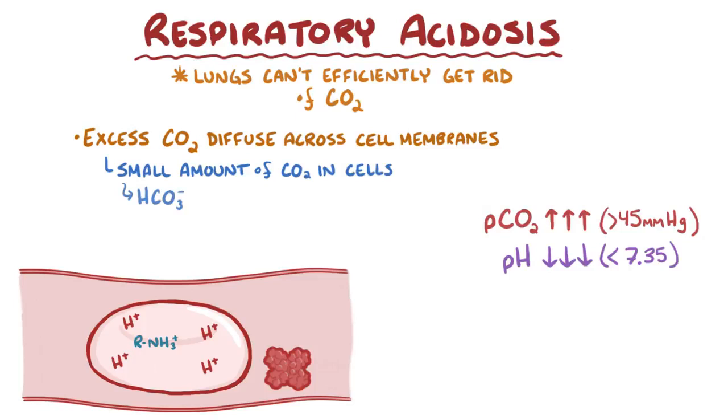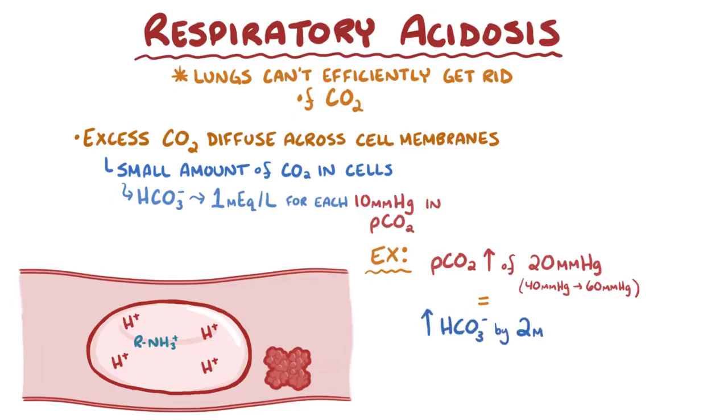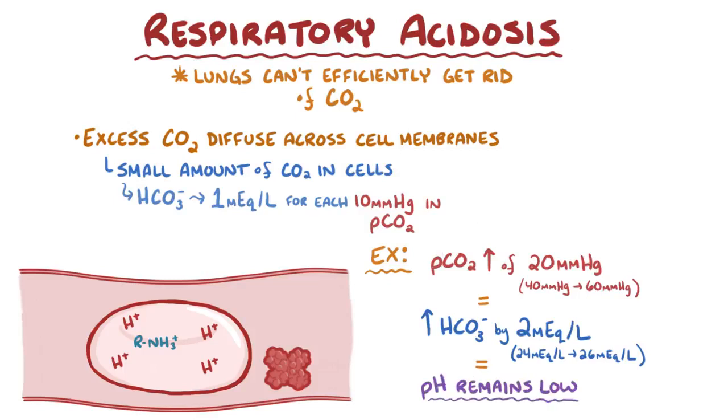As a result, the amount of bicarbonate that's generated is too little, about 1 milliequivalent per liter for each 10 millimeters of mercury increase in partial pressure of carbon dioxide, in order to have a substantial effect on pH. For example, if partial pressure of carbon dioxide has an acute rise of 20 millimeters of mercury, let's say it moved from 40 to 60, then this mechanism could only result in a rise of plasma bicarbonate by 2 milliequivalents per liter, from its reference value of 24 up to 26, which doesn't have a big impact on pH. Therefore, the pH remains very low during this acute phase of the disorder.